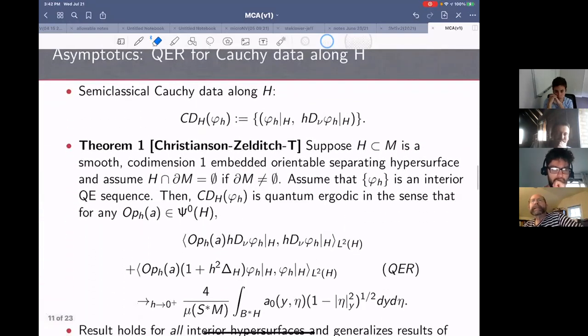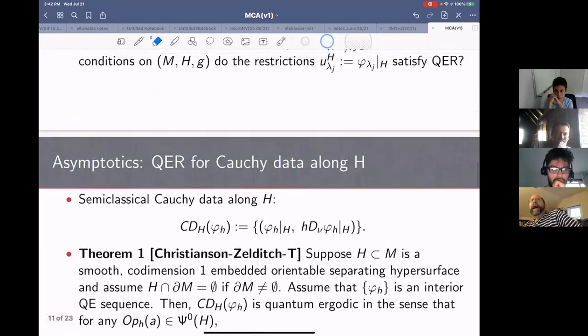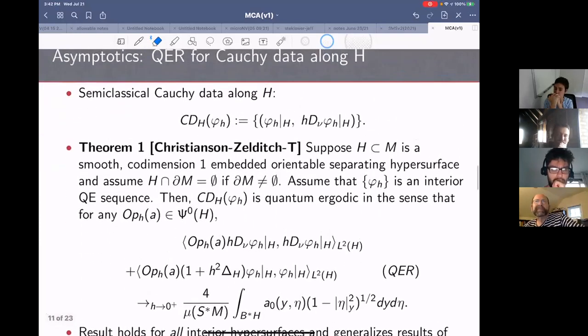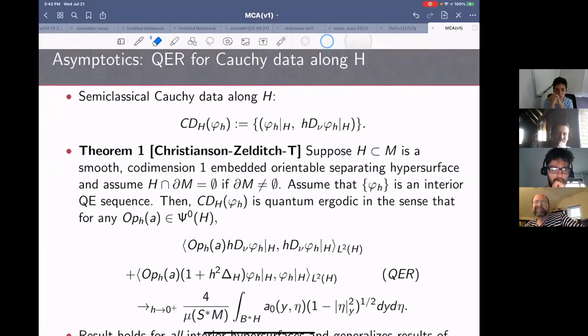Another kind of result dealing with equidistribution deals with equidistribution of Cauchy data. So this is a simpler problem, and the result is maybe a little bit more direct.